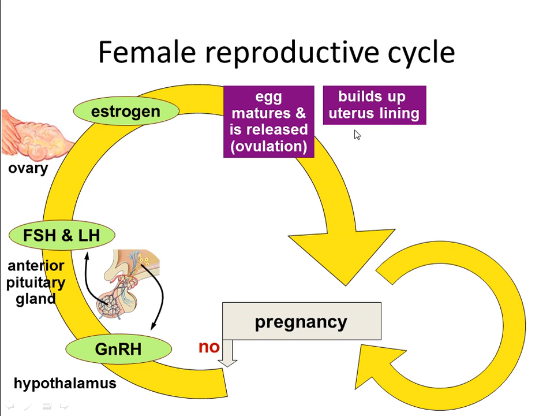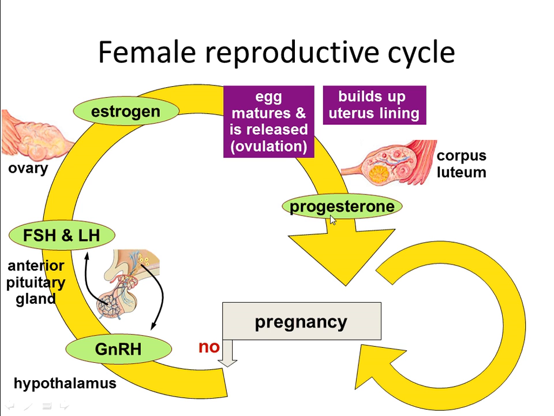Now, the uterine lining has been building up thanks to the help of estrogen. There's another hormone that comes into play, and we'll talk about that in a second. The other hormone that comes into play is progesterone. And progesterone is secreted by the corpus luteum.